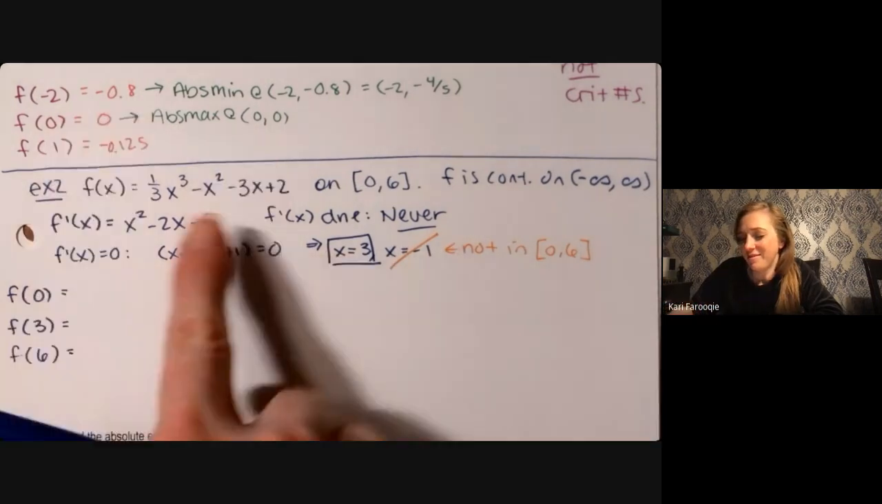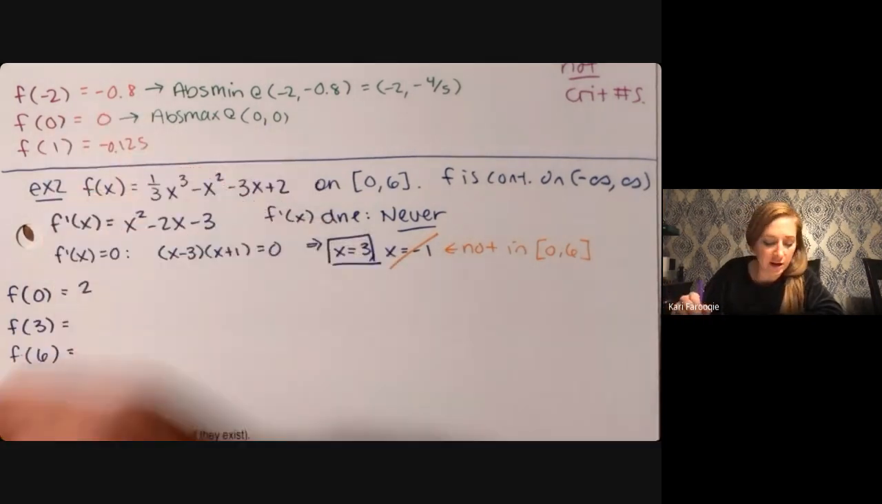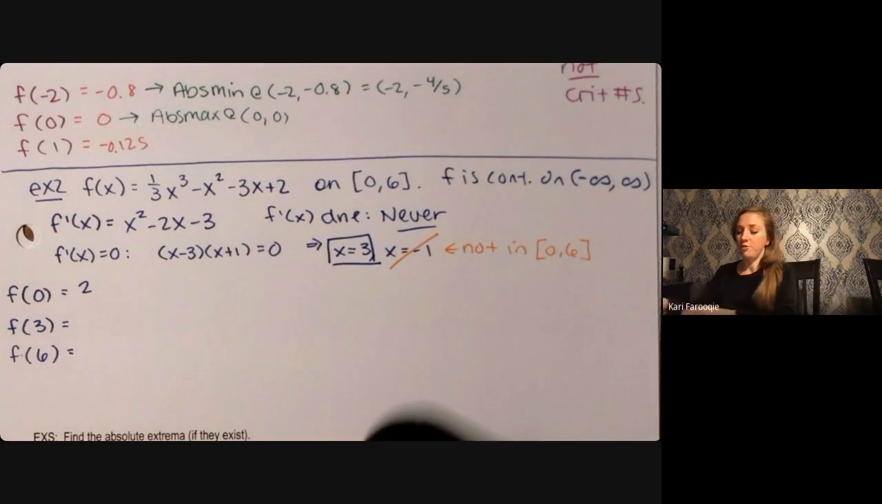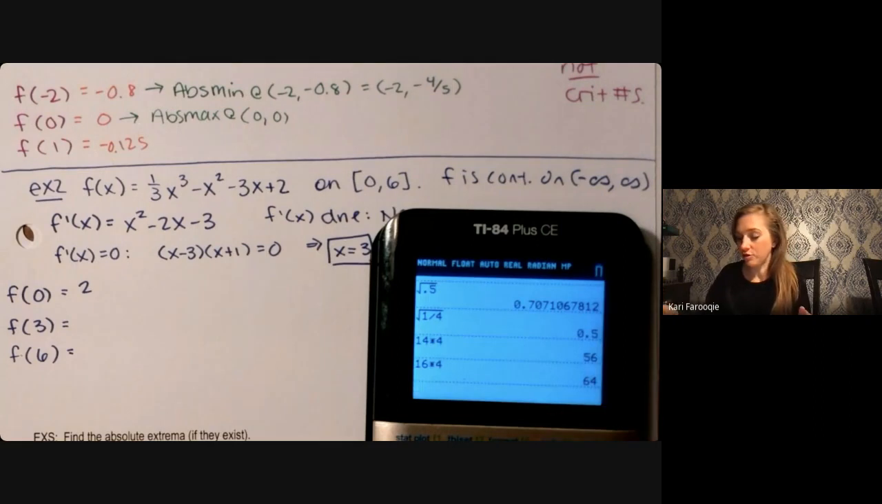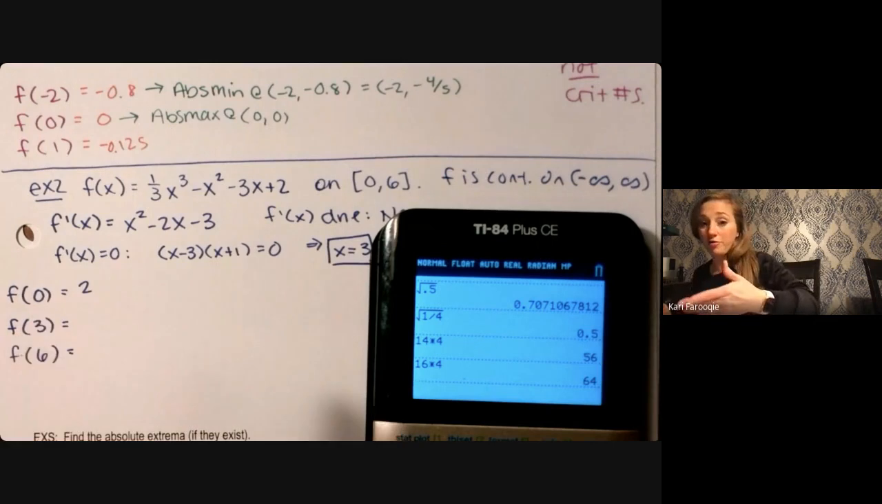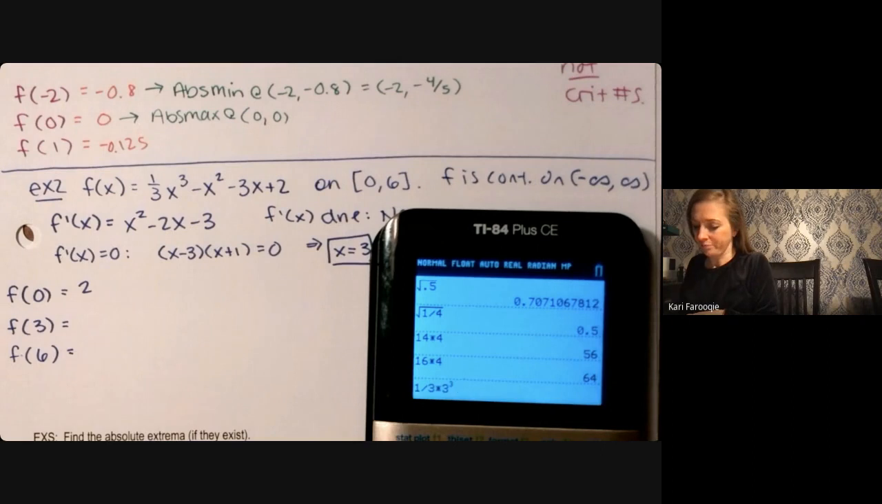0 is the easy one, f of 0 is 2. Fine. If you want to use your calculator to find the other two, that is fine. Whether or not you want to do it using the graphing calculator is also fine. You could always just plug it in. These values are positive, so if you feel it might be faster to just evaluate them both, that's also fine. So we have 1/3 times 3 cubed. I'm evaluating f of 3 here. So 1/3 times 3 cubed minus 3 squared minus 3 times 3 plus 2 is -7.